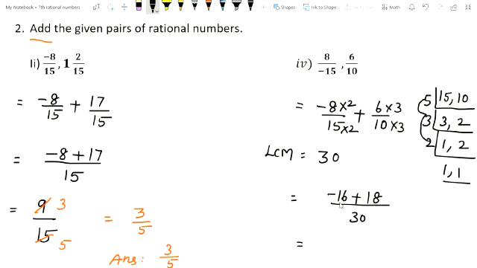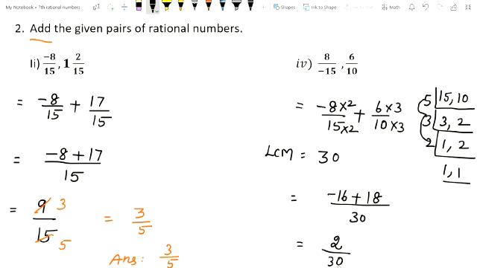Now see here, minus 16 plus 18. So we have to subtract. What will you get? 2. Here the greater number is 18, and the sign of the greater number is plus. So plus 2 by 30.